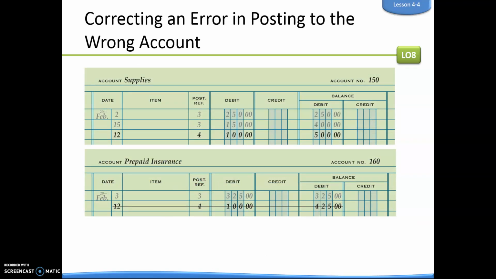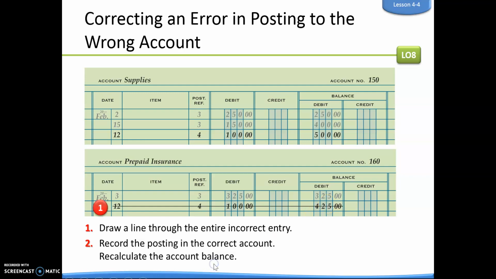So now let's talk about correcting an error in posting to the wrong account. So if, for example, something got posted to prepaid insurance and it should have been posted to supplies, what happens is we draw a line through the entire incorrect entry. So the prepaid insurance, we draw a line all the way through it. And then we come back in here and record the posting in the correct place. So the 12th, the 4th, 100, and updating our balance over here.